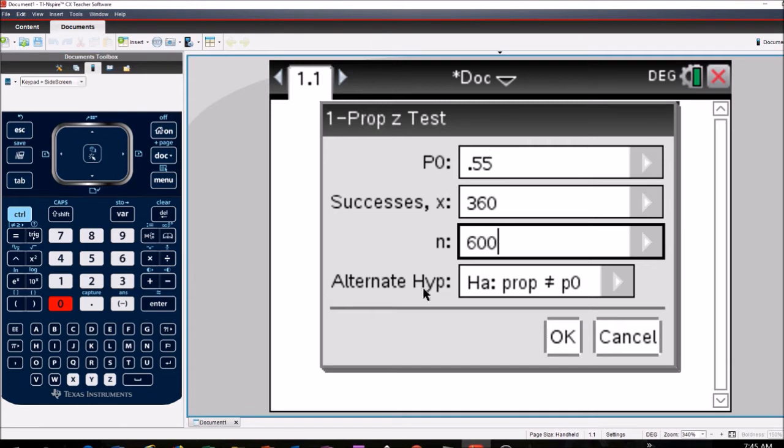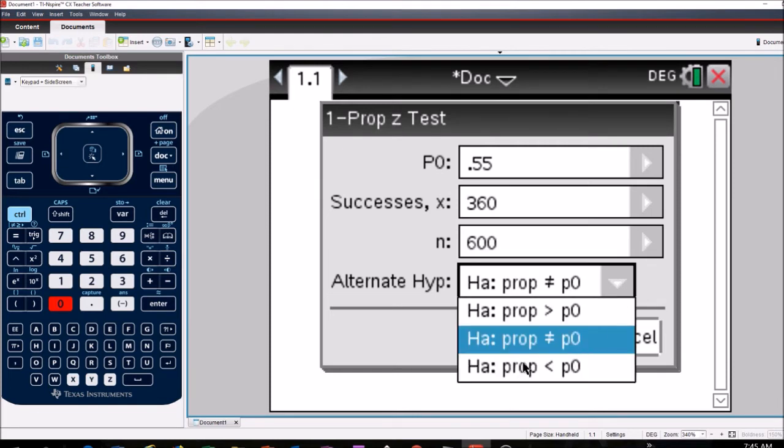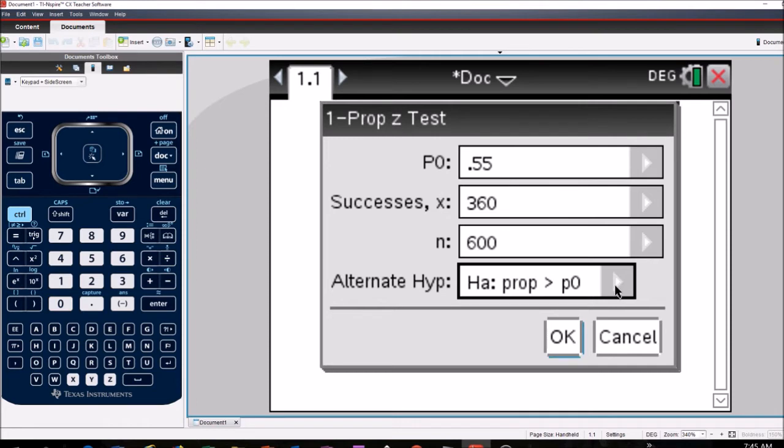And then we need to let them know what our alternative hypothesis was. So did we have the true proportion being greater than, not equal to, or less than? Look back at what you wrote. We had that the proportion p is greater than the null value. So we do have to make the correct selection there, or the calculator doesn't know what we're doing. And now we get to sit back and let the calculator do the work.